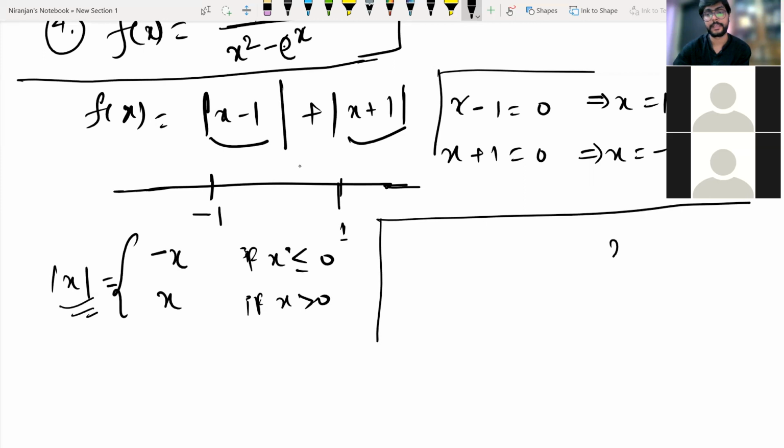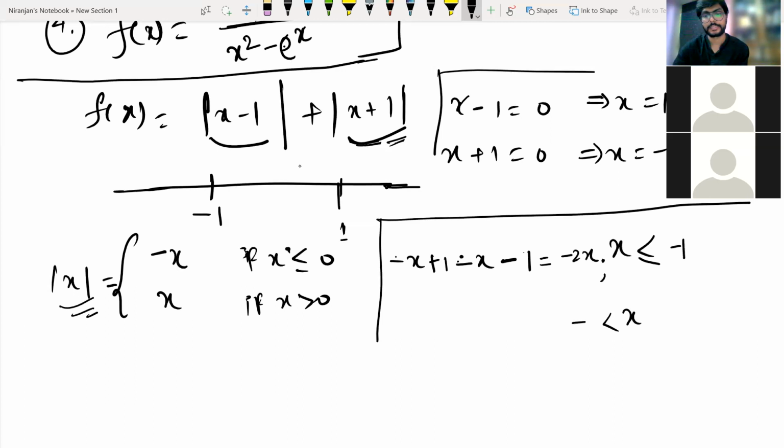We will write when x is less than or equal to minus 1, then your first term is going to open as negative, using this definition: minus of x plus 1. The other term is also going to be negative, because the first term is 1 and it is also going to be negative of that one. So minus of x and minus 1. So you get minus 2x, right?